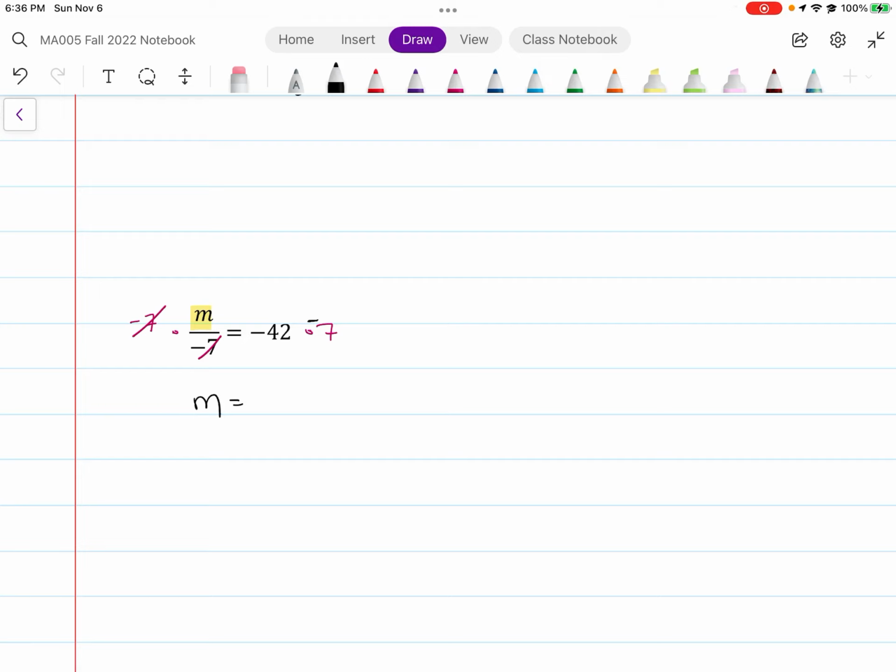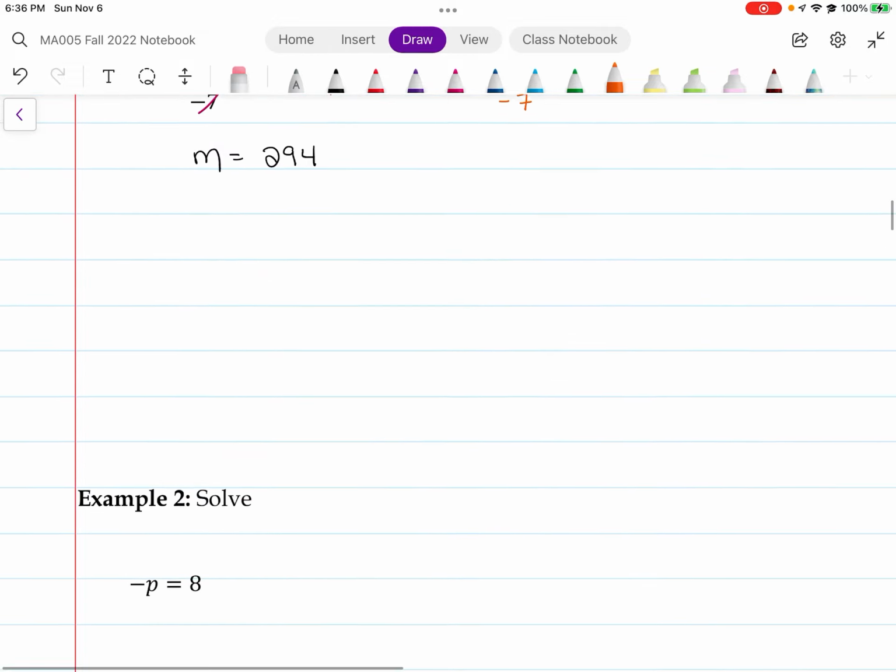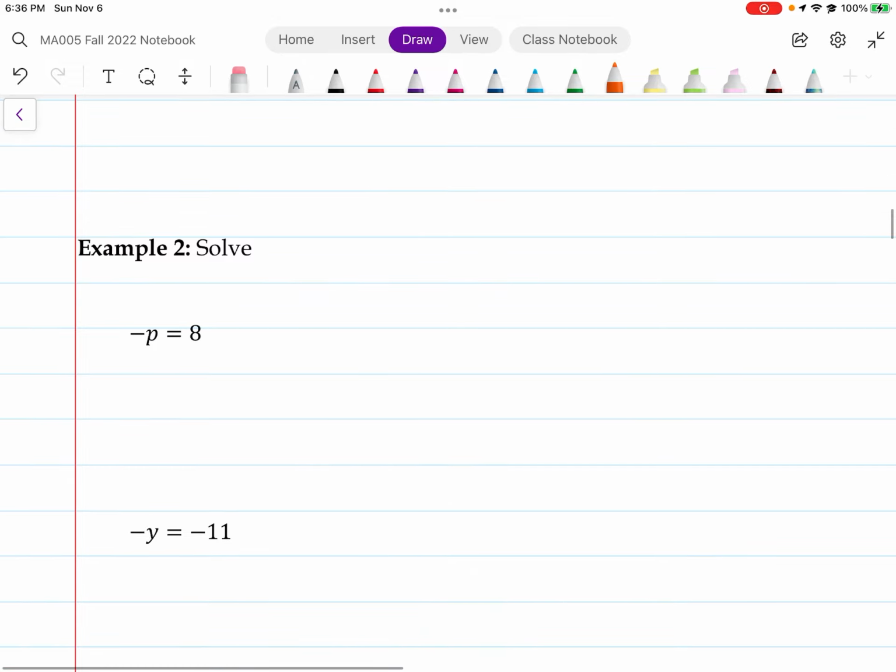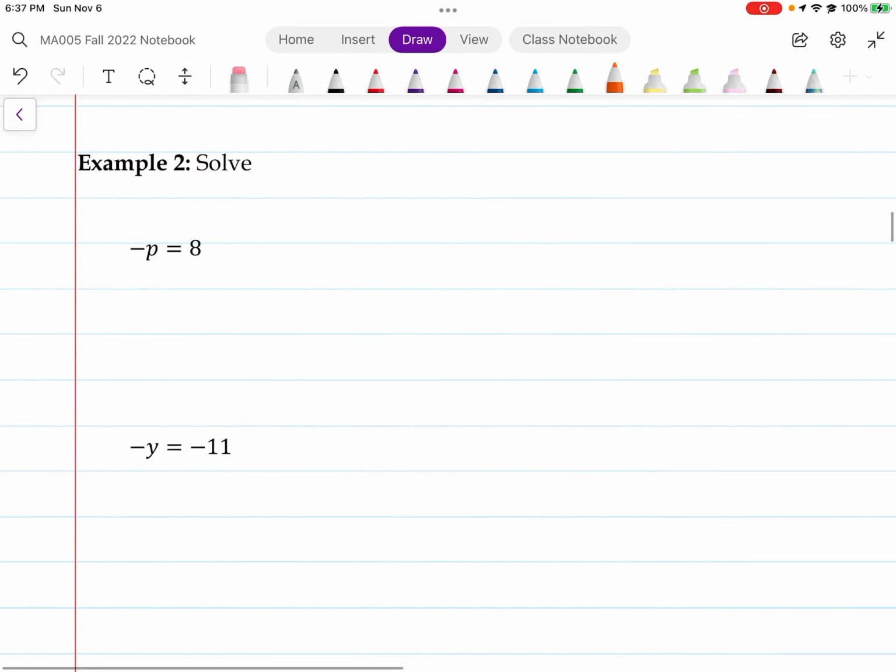Oh, and I forgot the negative. Negative 7 times negative 42 is 294. So 294. So let's check. 294 divided by negative 7 equals negative 42. Well, take your calculator. I'm going to take my calculator. I'm going to actually do it, and I get negative 42. So that one checks. Okay, so try these. These are a review. See what you can do with them.